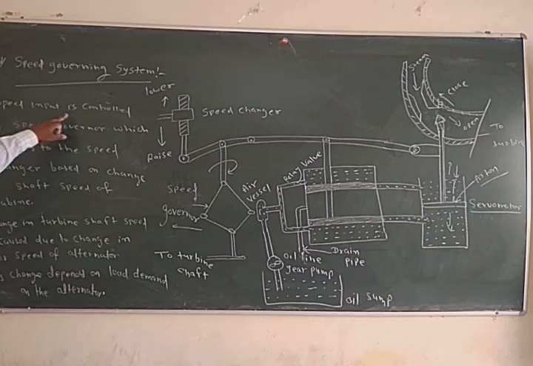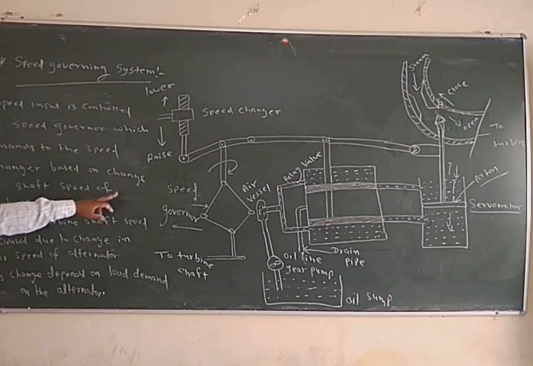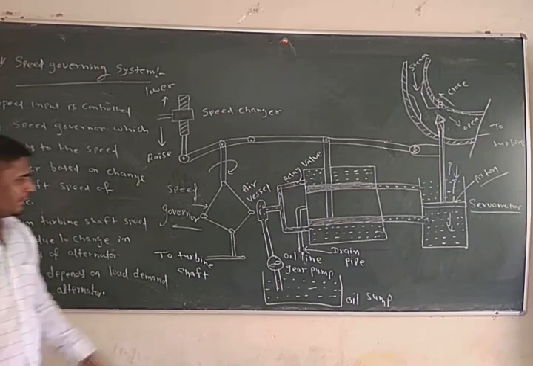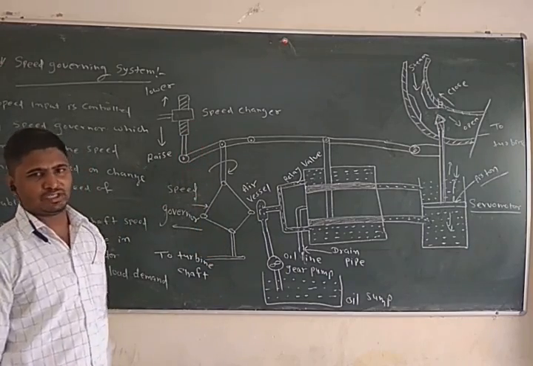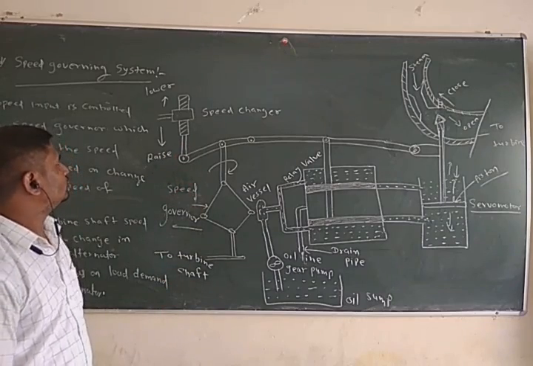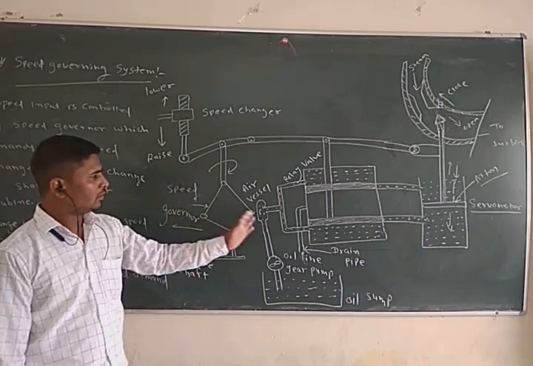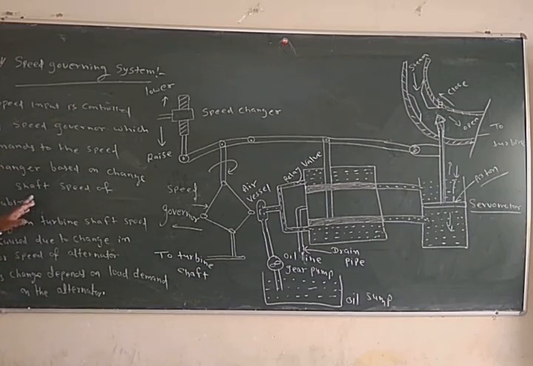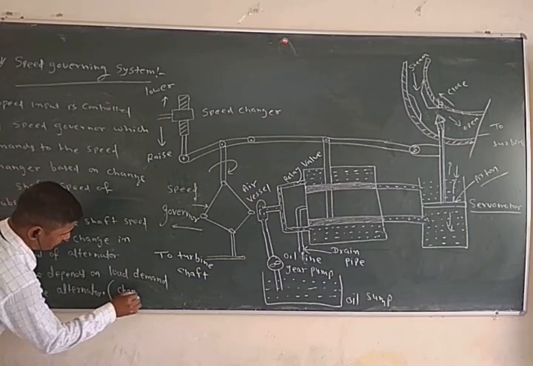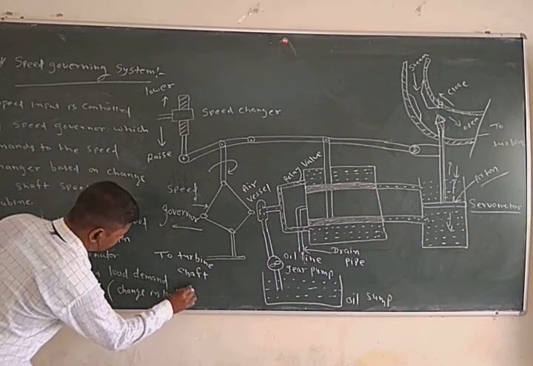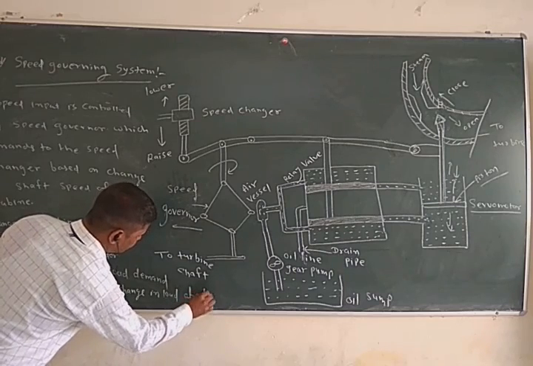Simply, the speed input is controlled by the speed governor, which commands the speed changer based on the change in shaft speed of the turbine. It means the speed governor commands the speed changer to change the steam input, to change the speed of the turbine according to the change in shaft speed of the turbine. The change in rotor speed of the alternator is due to change in demand at the alternator. We can say that load demand is the change in load at the alternator.